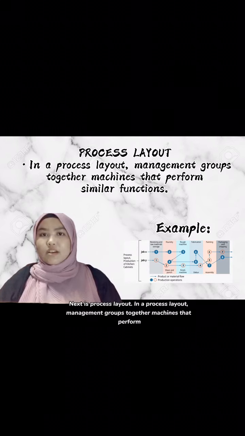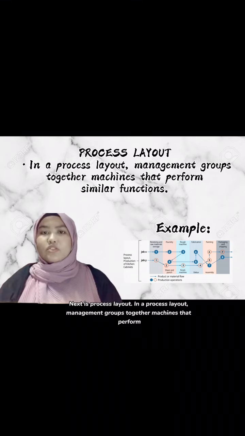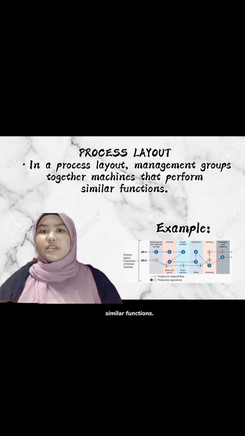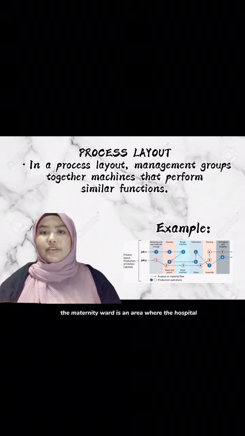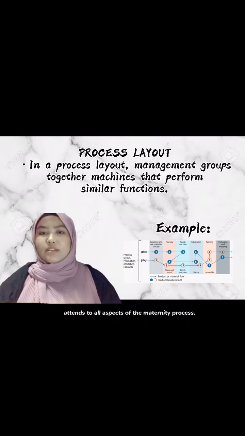Next is process layout. In a process layout, management groups together machines that perform similar functions. For example, it may put all of the lathes together in one part of the factory. The part that is being manufactured goes from one process area to another as it is manufactured. Hospitals typically follow a process layout. For example, the maternity ward is an area where the hospital attends to all aspects of the maternity process. Similarly, the cardiac unit attends to all aspects of cardiac care.